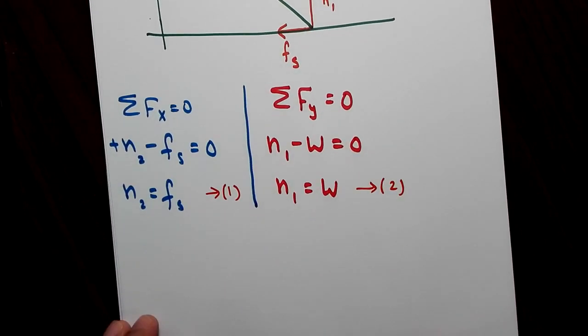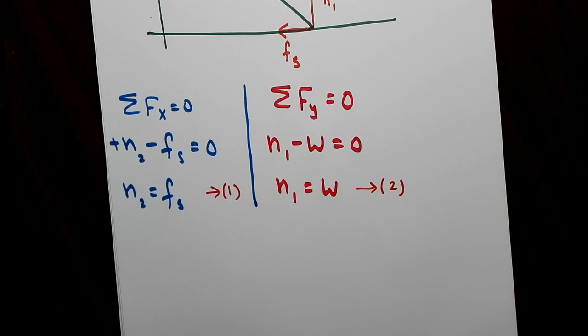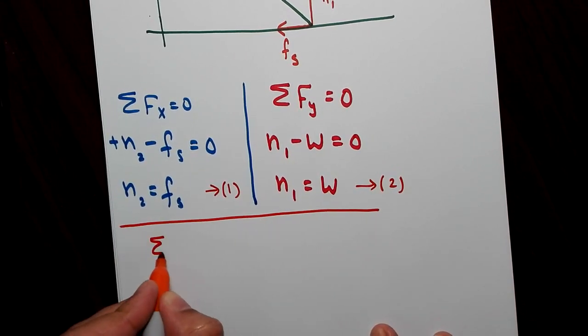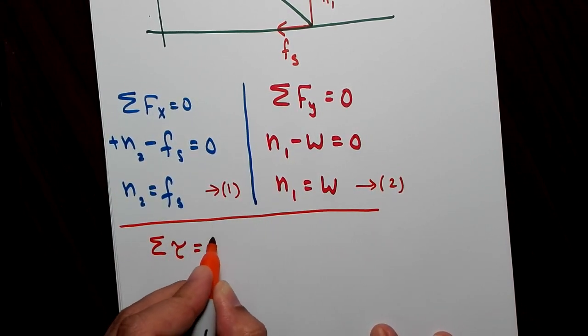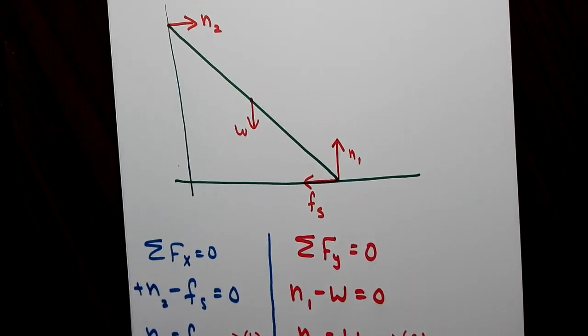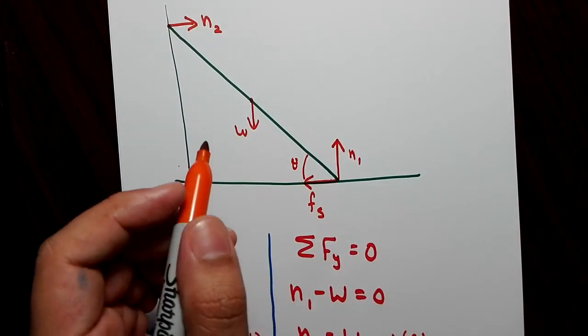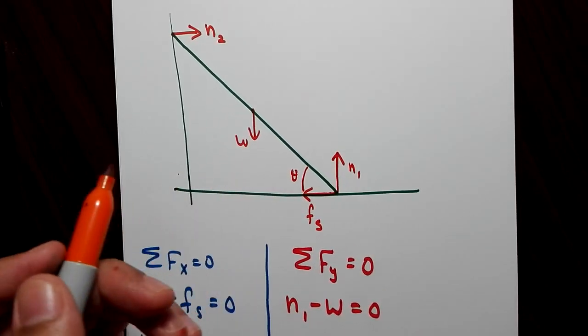But there's one more equation, as we discussed in the beginning. That equation is from torque. The net torque has to be 0 as well. So net torque is equal to 0. Now this is a tricky thing. Let's call this angle theta. We know this angle. The question gives us this angle as 60 degrees.